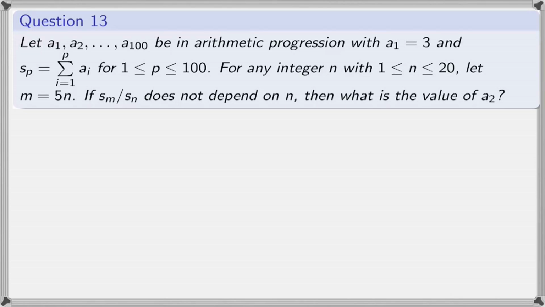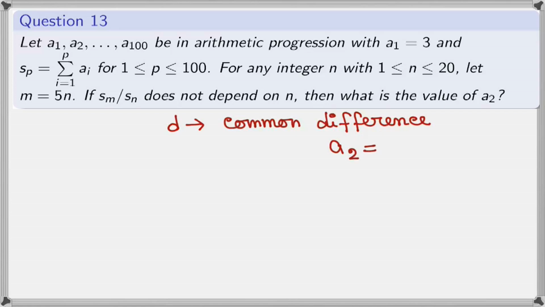of A2. First note that to find out the value of A2, it is enough to find out the value of the common difference of this arithmetic progression. Let us call D to be the common difference of this arithmetic progression. Now A2 is nothing but A1 plus D. So as we know what is A1, if we can find out what is D, we will know what is A2.